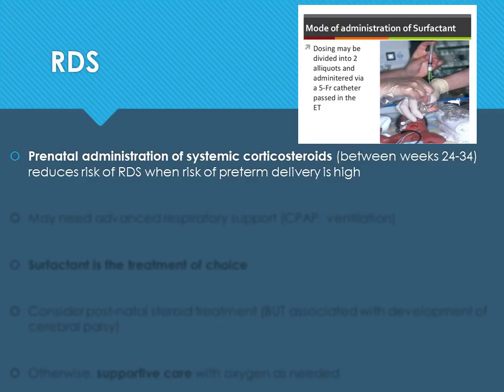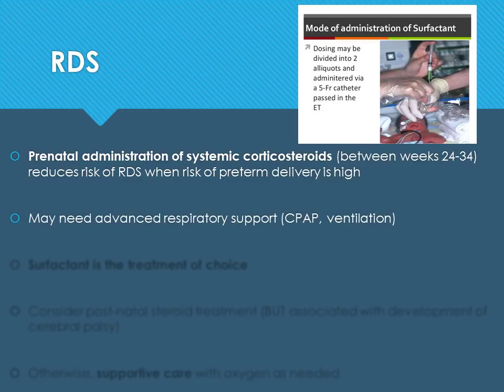How do we prevent it? If we can give prenatal administration of systemic corticosteroids to the mother when she's between 24 to 34 weeks of gestation, that reduces the risk of RDS. We don't want to give all pregnant women steroids if they don't need it, so we only give it to those women when we know there's a high risk of preterm delivery.